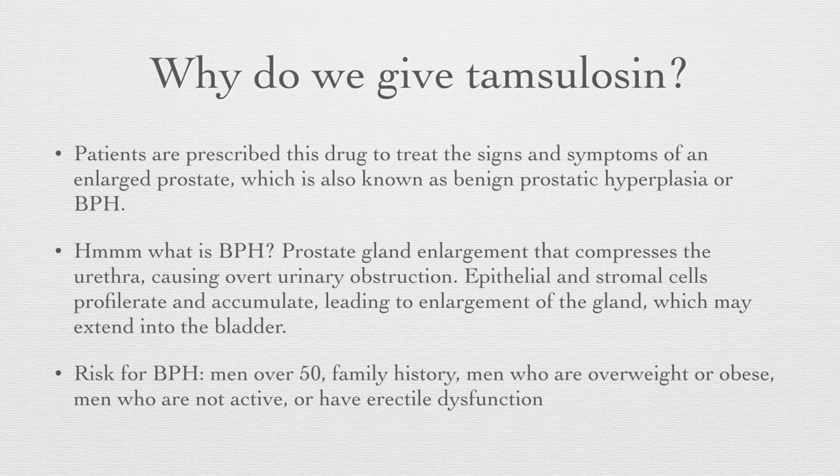enlargement that compresses the urethra, causing overt urinary obstruction. Epithelial and stromal cells proliferate and accumulate, leading to enlargement of the gland, which may extend into the bladder. So basically, it's the compression or distortion of the prostatic urethra that obstructs urinary flow.